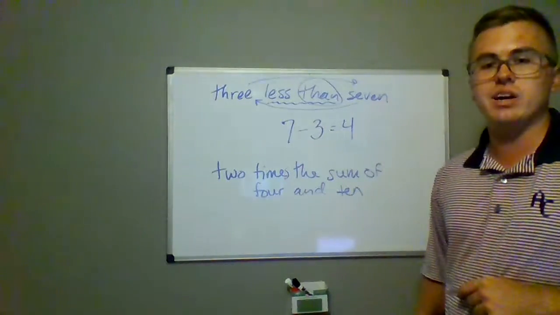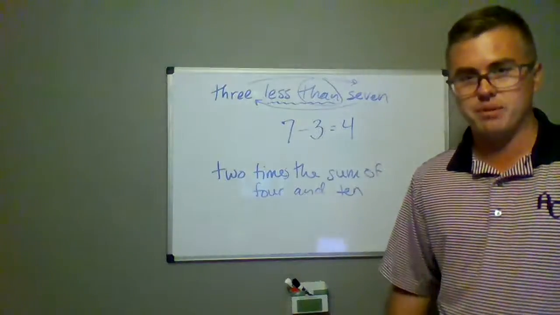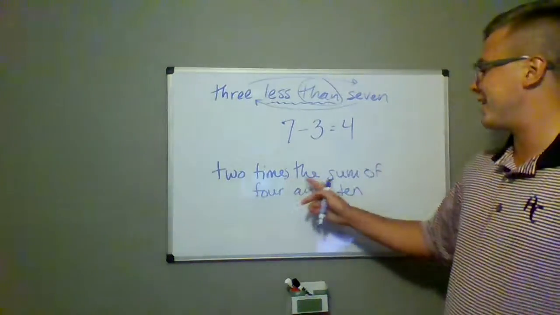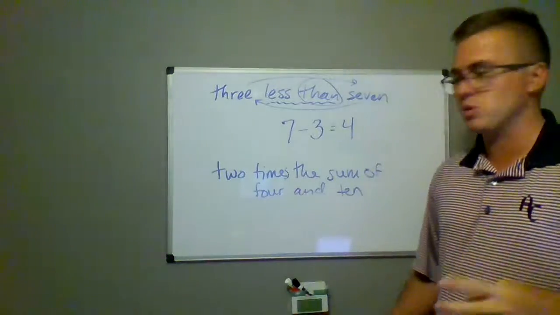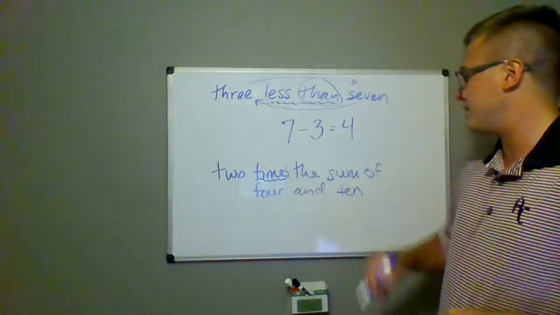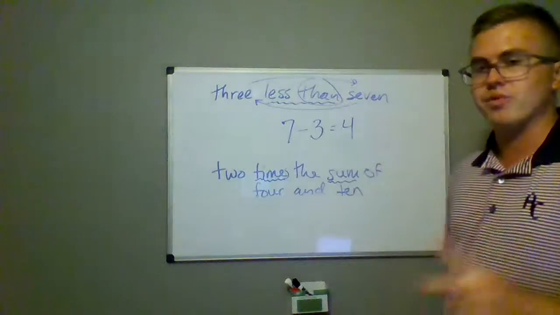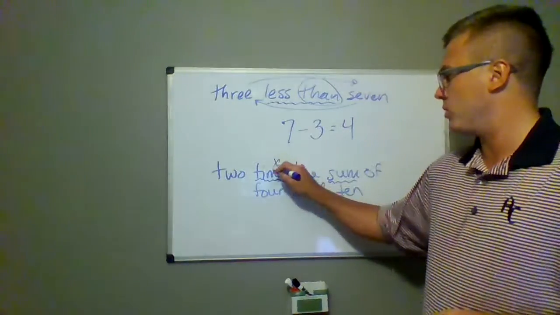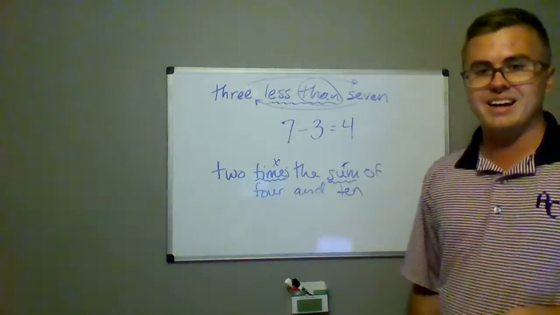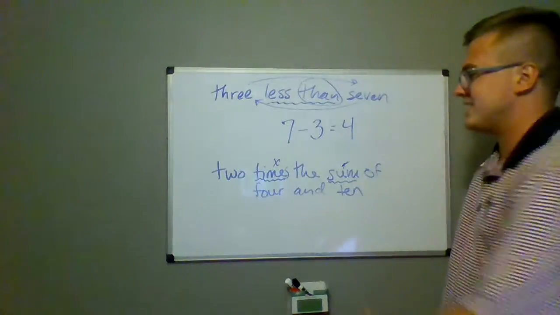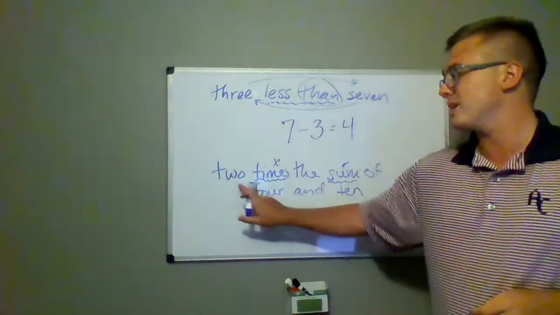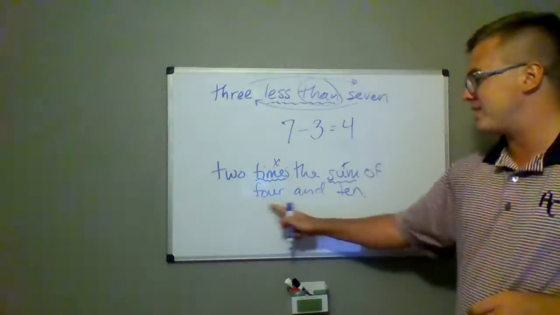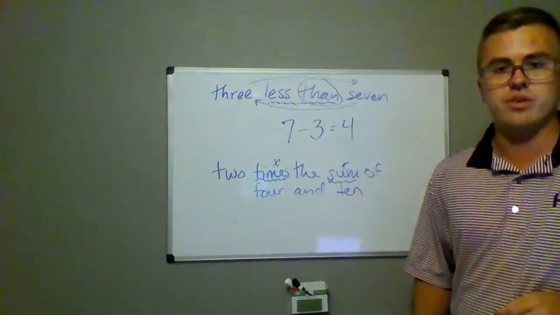All right. This next one here is kind of a multi-stepper. It says 2 times the sum of 4 and 10. So there's two buzzwords in there. There's 2 times and sum. So we've got two different operations. We've got multiply and we've got addition. So where it says 2 times the sum of 4 and 10, we're not just going to be multiplying 2 times 4. We have to add 4 and 10 together first.